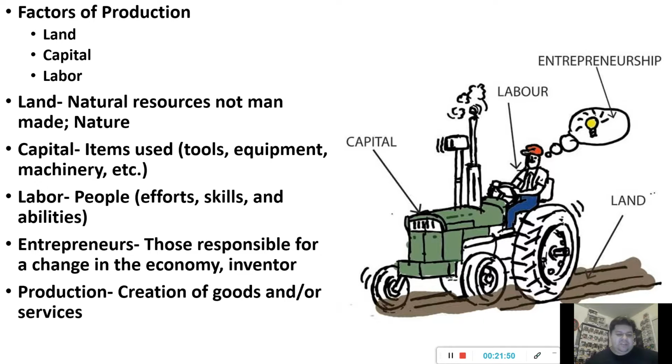The next thing is production, which is the creation of goods and services. If you have a business and you're creating something, you're creating some type of good or service. Whether it's creating these pop figures, or a service like lawn care or taking care of elderly people, anything that's working with people, that's a service.